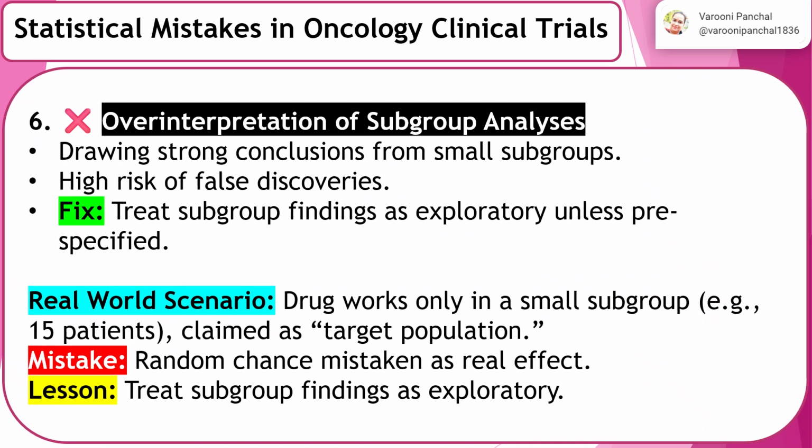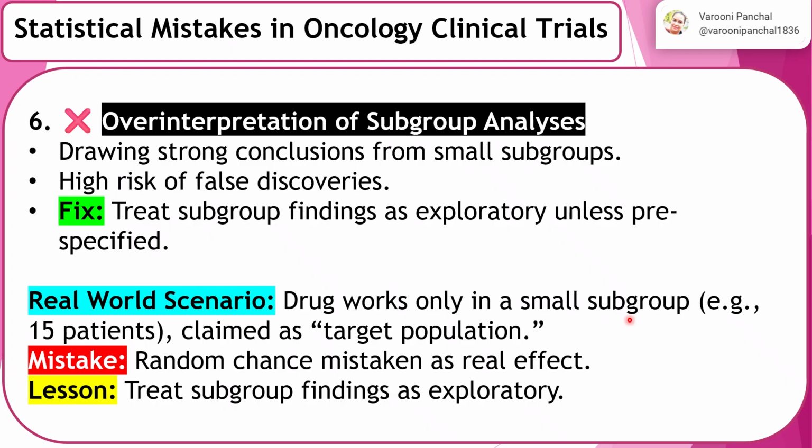Number 6, overinterpretation of subgroup analysis. Drawing strong conclusions from small subgroups leads to a high risk of false discoveries. You can fix this by treating subgroup findings as exploratory unless pre-specified. Say, for example, the drug works only in a small group, say 15 patients, claimed as the only target population.